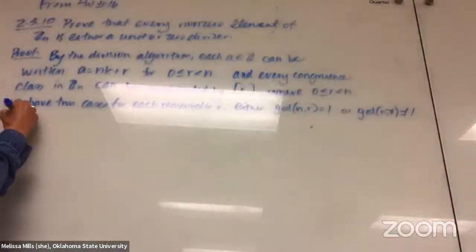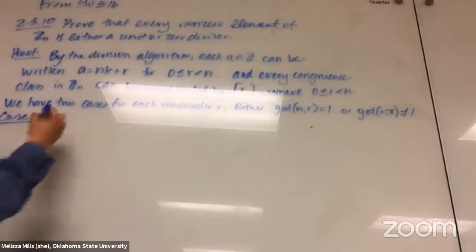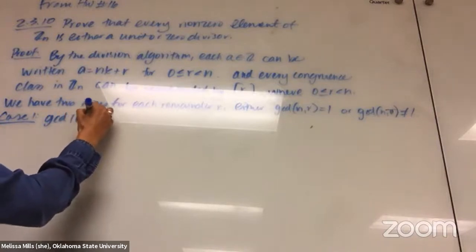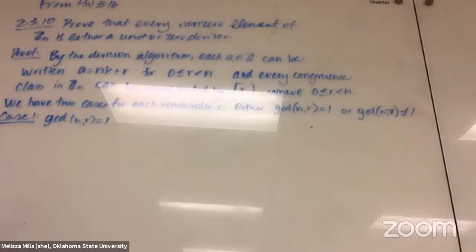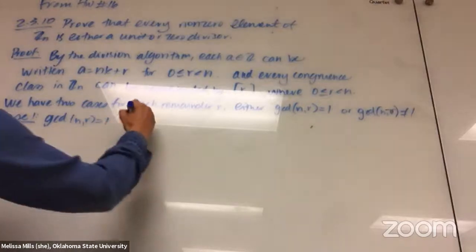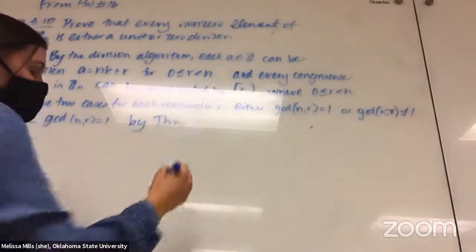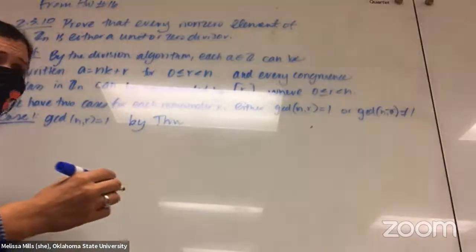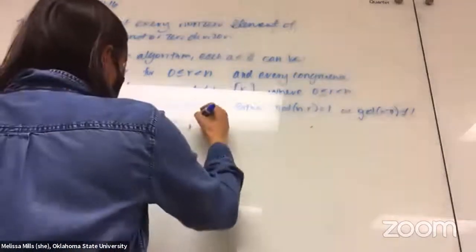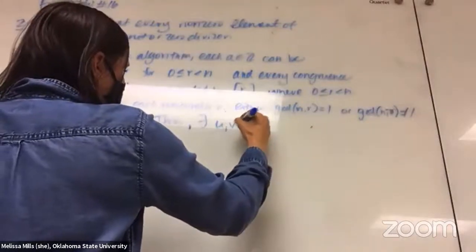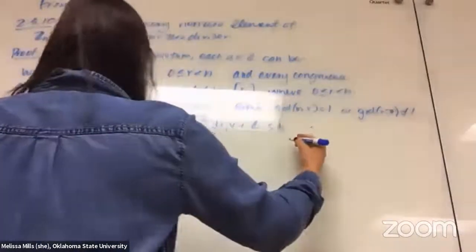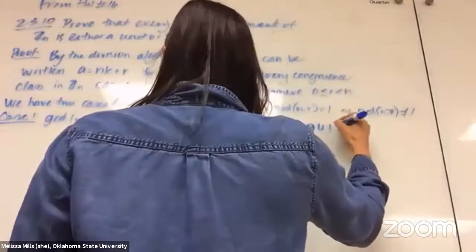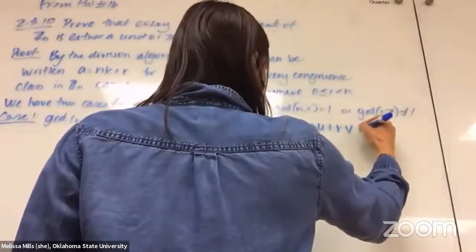So we'll have case 1. Case 1 will be that the GCD of n and r equals 1. Okay, and so what does that mean? Well, by that theorem that we had, I can write this as a linear combination, right? By the theorem, I have no idea, 1.2 maybe? Anyway, by the theorem, there exist u and v in Z such that nu plus rv equals 1. So we have this linear combination.